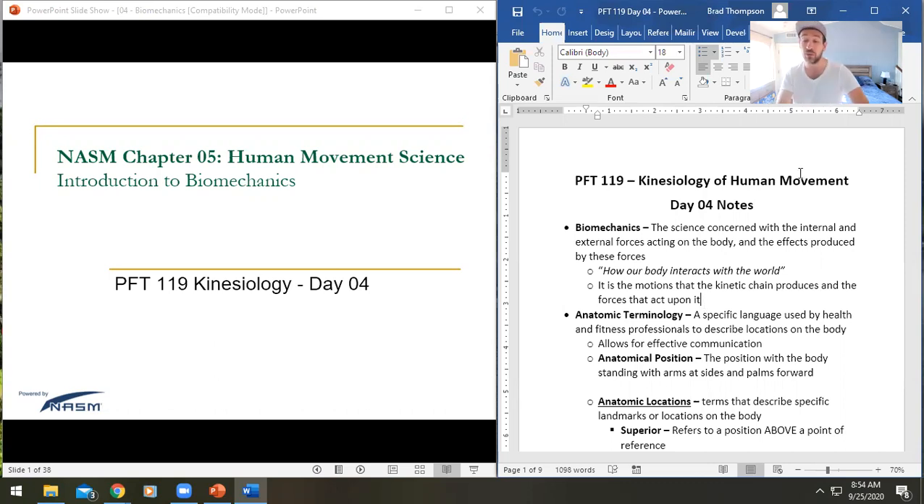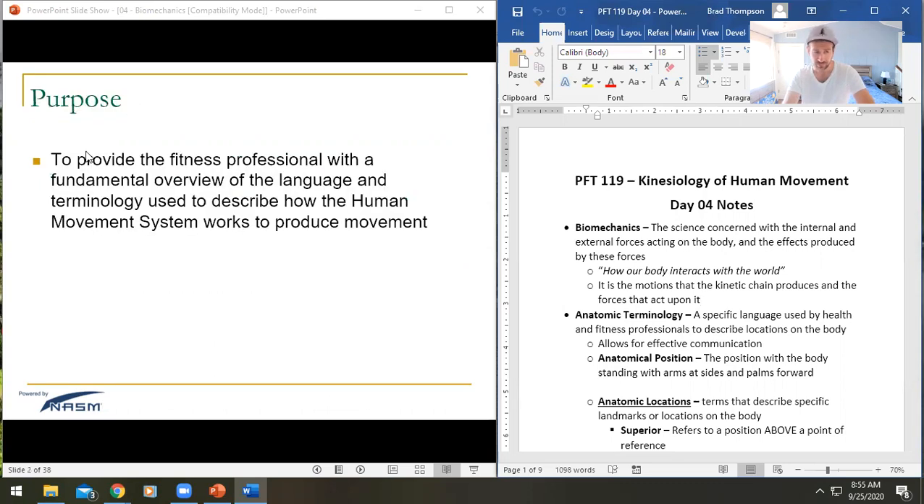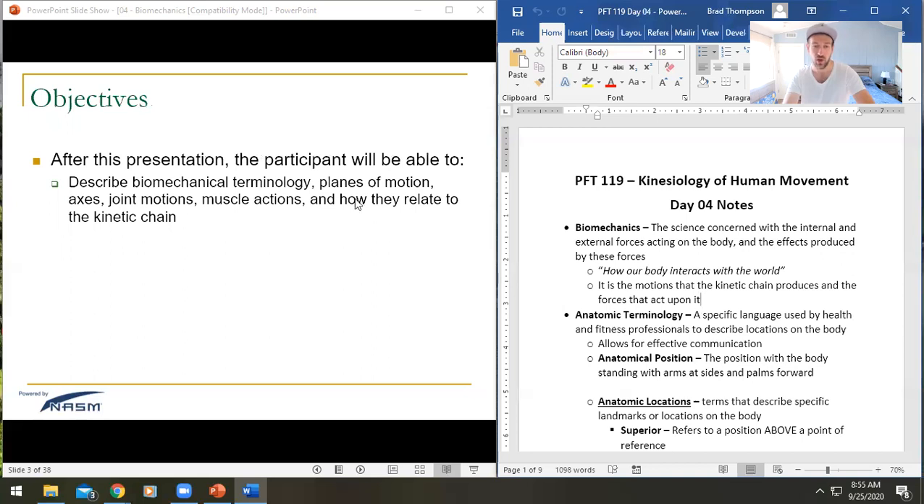So the reason we have all these terms is because we are about to start memorizing a lot of different muscles that do different movements. Then we need to understand that those movements are very particular. And if we don't all speak the same language, we can't really understand this on a deep level. So the purpose of this lecture is to give you a fundamental overview of the language of terminology of how the human movement system produces that movement. So we want you to be able to describe some biomechanical terminology. We want you to understand your planes of motion, joint motions, muscle actions, and how all those things relate to our movement.